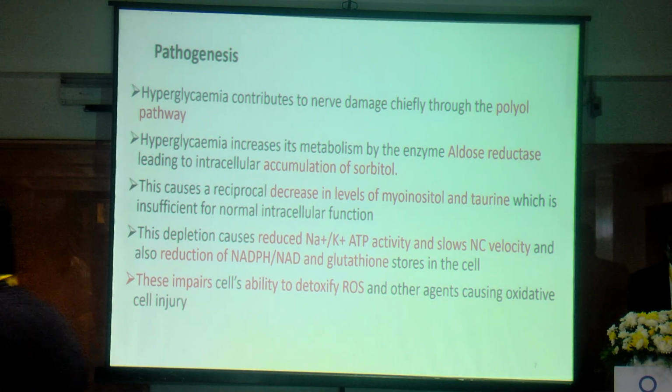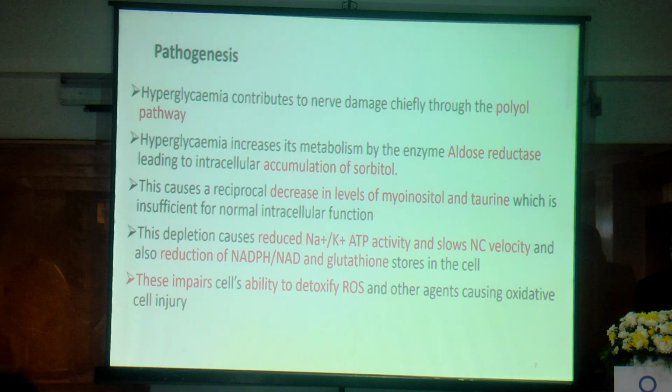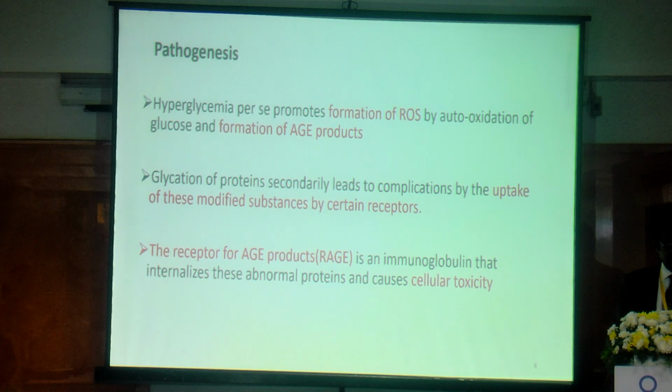The depletion is caused not only by sorbitol or myoinositol, but also by the reduced sodium potassium ATPase activity, which slows down the nerve conduction velocity. There is also a reduction of NADPH to NADP, and the glutathione stores are much reduced in the cells. That causes the initial pathway to trigger peripheral neuropathy. This impairs the cell's ability to detoxify reactive oxygen species and other agents, causing oxidative stress.